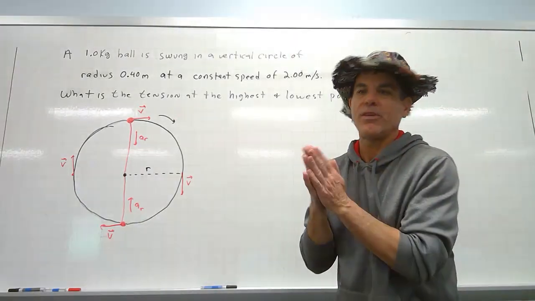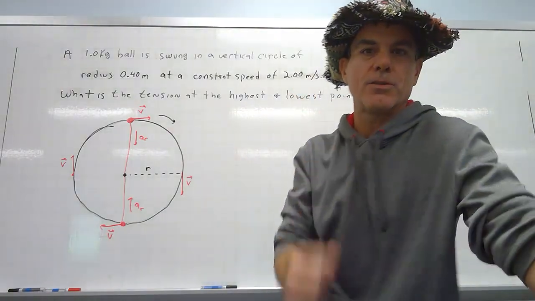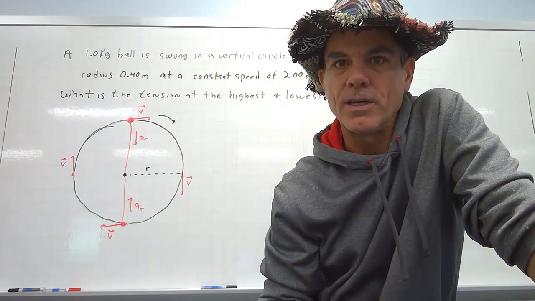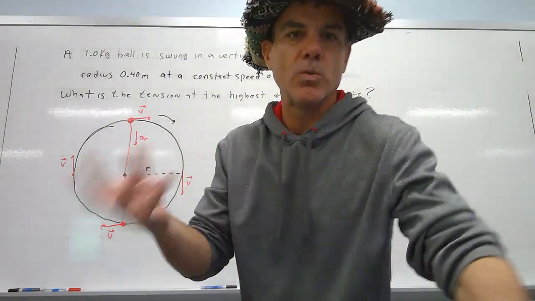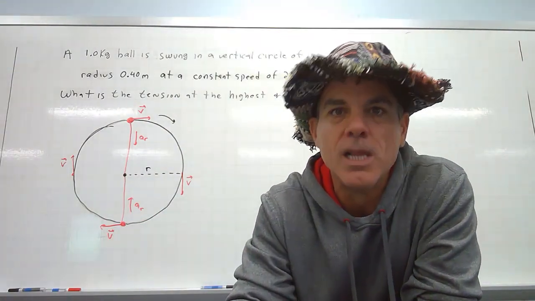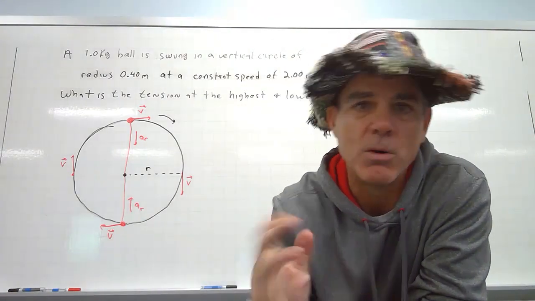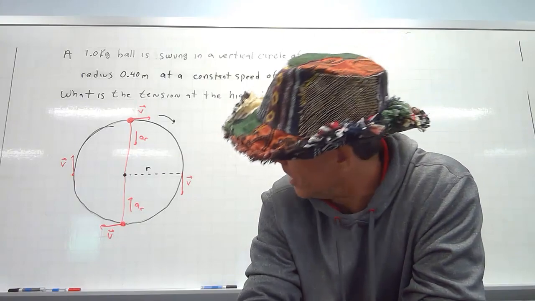So one, let me throw this out there. It's not really possible to swing something in a vertical circle at a constant speed. We'll get to this once we get to conservation of energy, but it's going to be changing its speed as it's swinging. So I just want to throw this out there. This is not a realistic problem. The speed would be changing as you are swinging this thing. However, let's assume it has a constant speed of 2 meters per second the whole time.